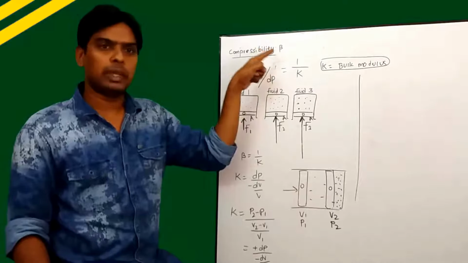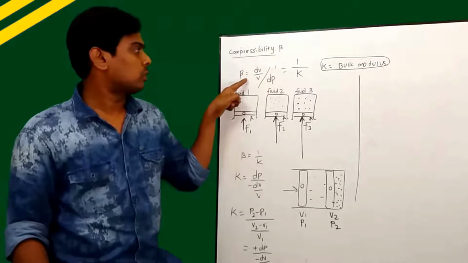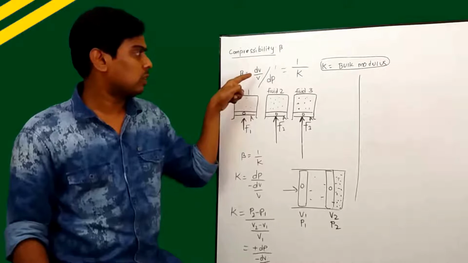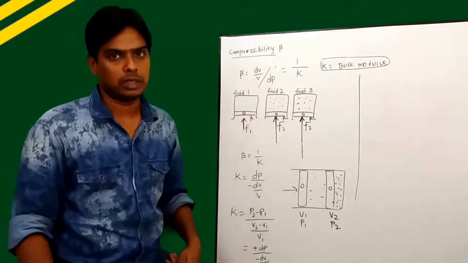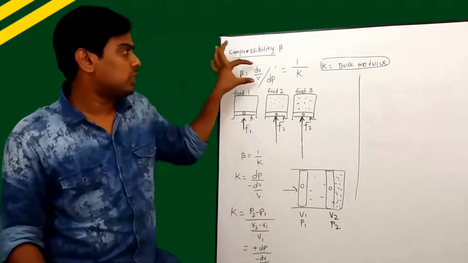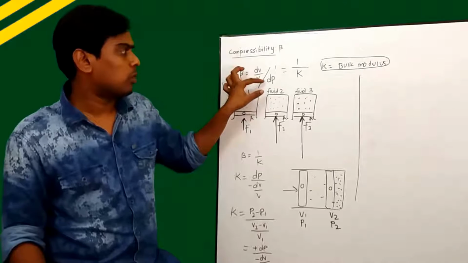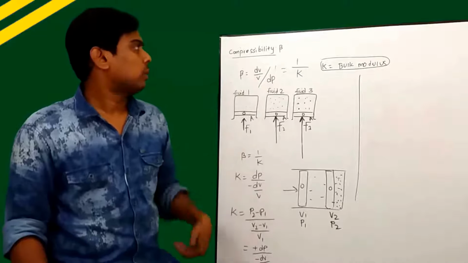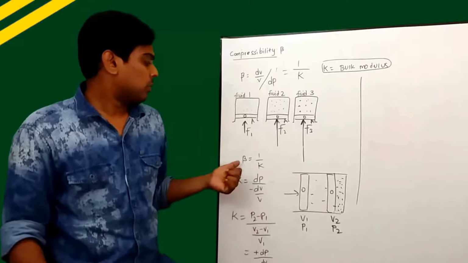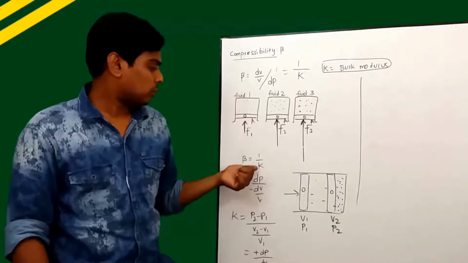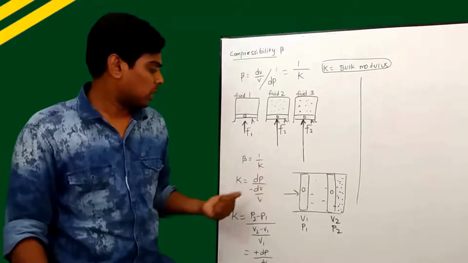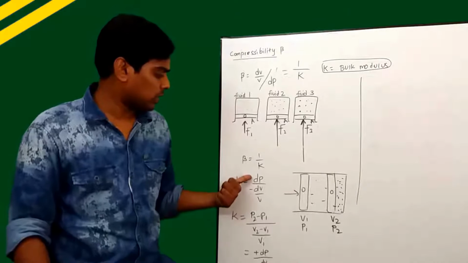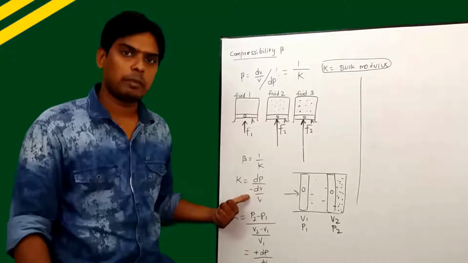Compressibility is denoted by beta. Beta equals volumetric strain by dP, the change in pressure. So to change unit volume, the amount of pressure required is explained by compressibility. So beta equals 1 by K, where K is the bulk modulus. K equals, as we know, volumetric stress by volumetric strain.